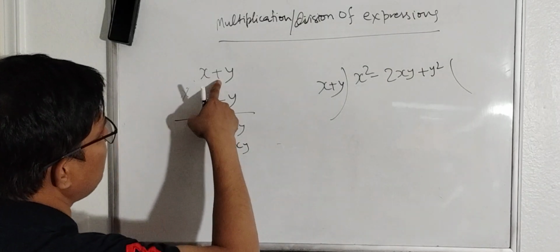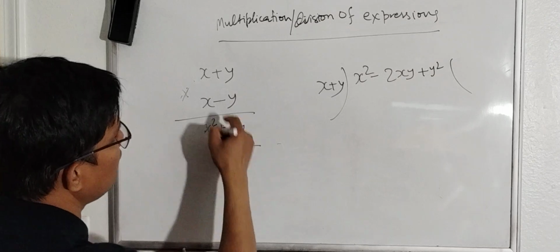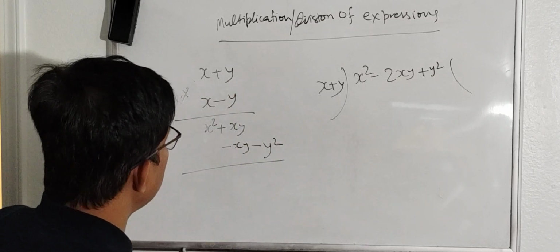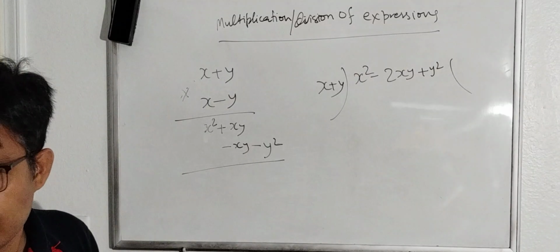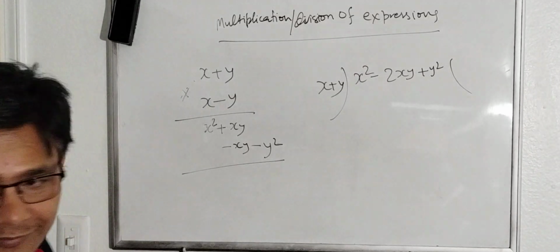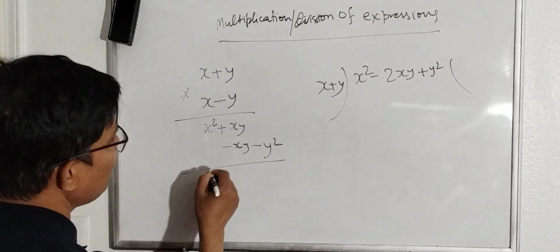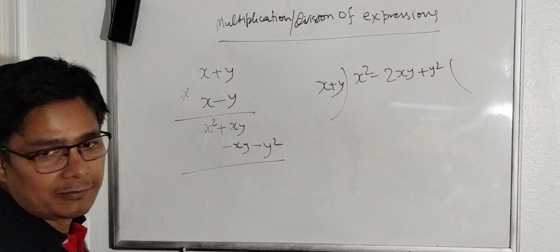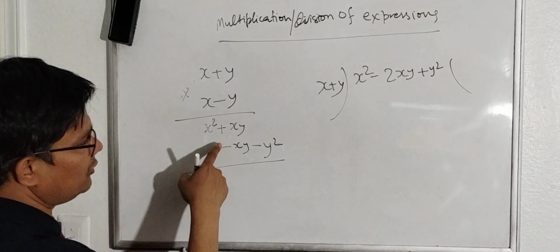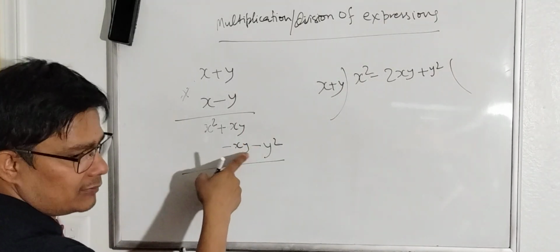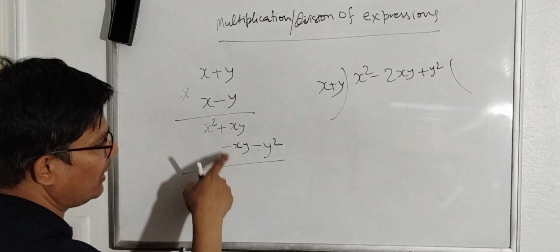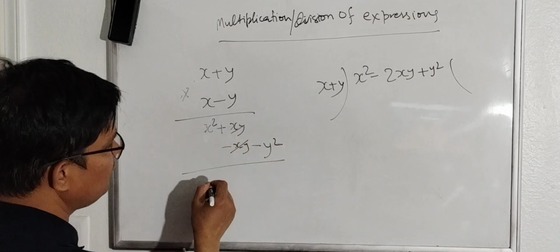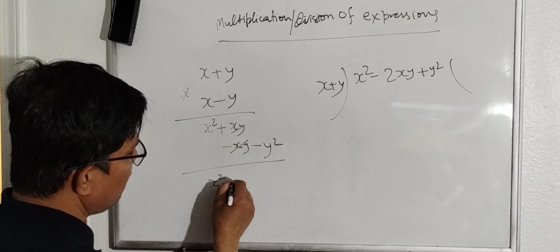And then minus times minus, y times y is y squared. Now what we have to do is sum them. So this plus xy minus xy, what will happen? This will be cancelled out. Because let's say xy is 5, then here it is plus 5 and here it is minus 5. So this is plus xy, this is minus xy, and you can cancel it out. So this became x squared minus y squared.